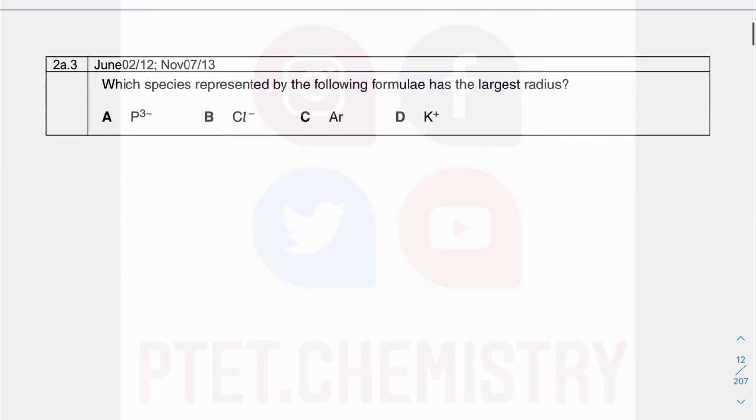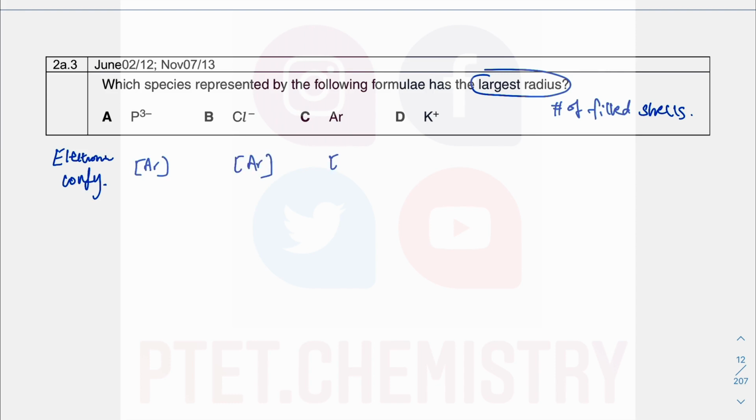So moving on to the next question. This one is about which one has the largest radius. So we have to think about the number of filled shells, the electronic shells. When you look at the electronic configuration, the P3 minus is a third period element gaining 3 electrons, so it is going to have the argon configuration, same as argon.